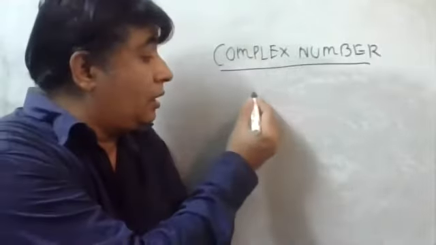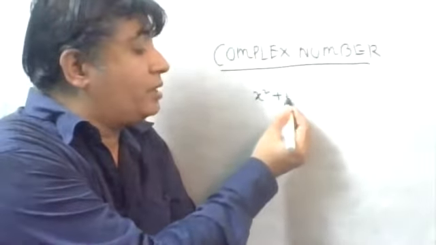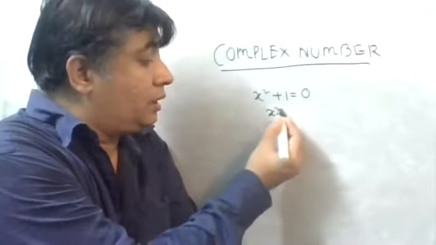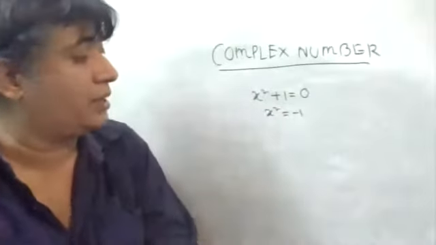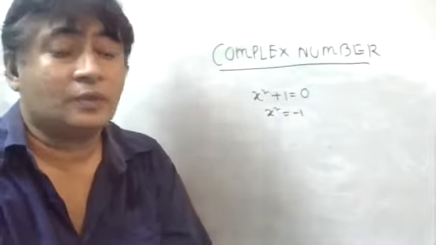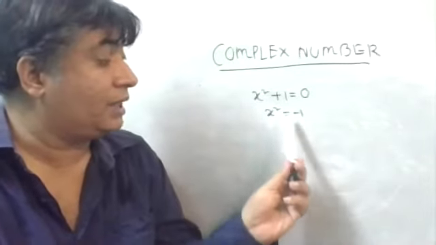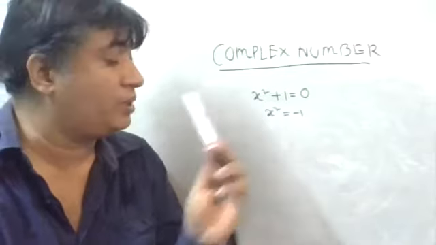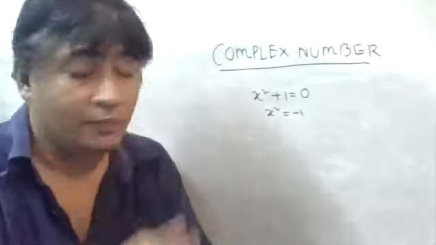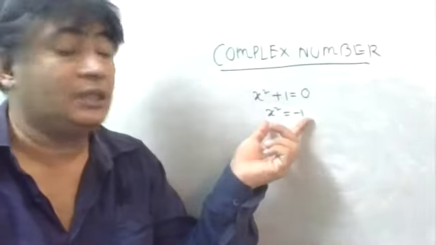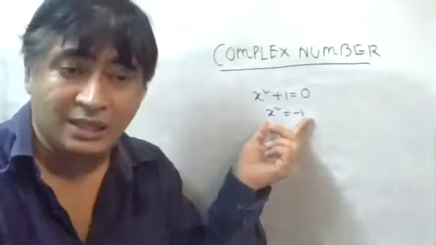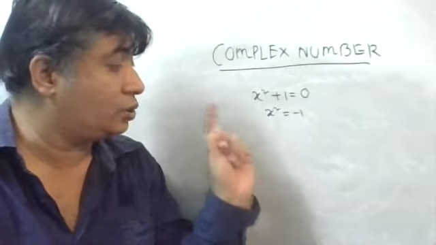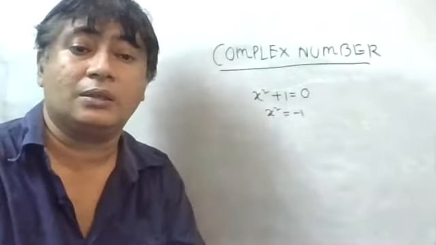See, if you get a quadratic equation like this, x square plus 1 equals 0, then you will get x square equal to minus 1. Now, answer me, can the real number system give us any solution of this type of equation? No. Why? Because in the real number system, this result is imaginary. There is no perfect square which is equal to minus 1.